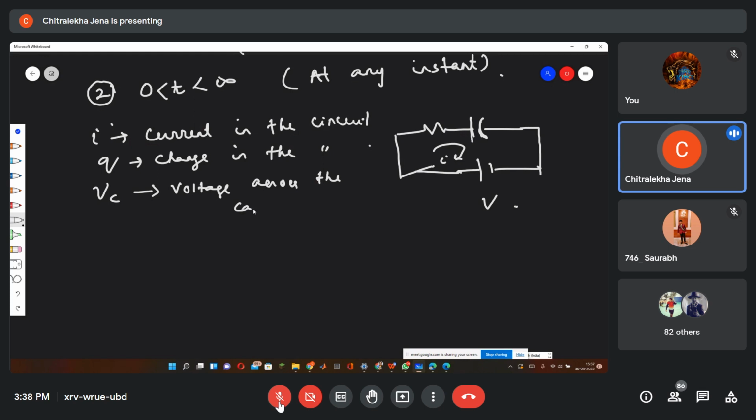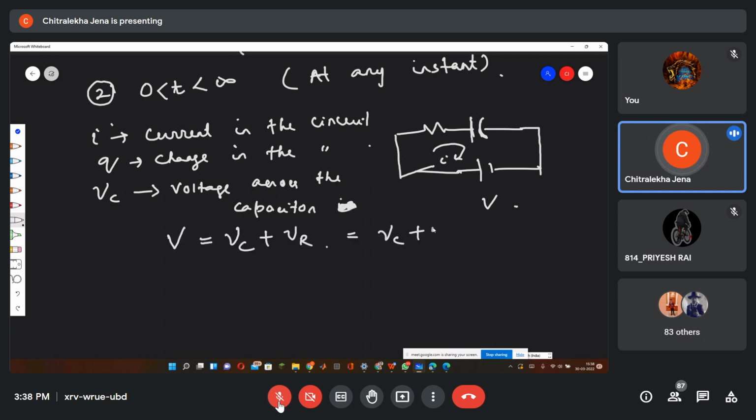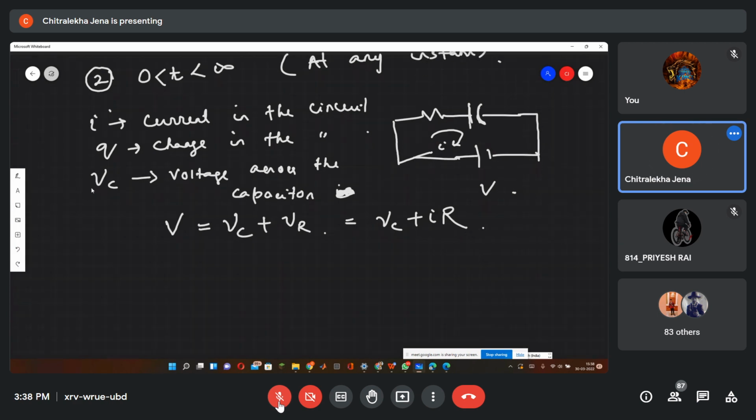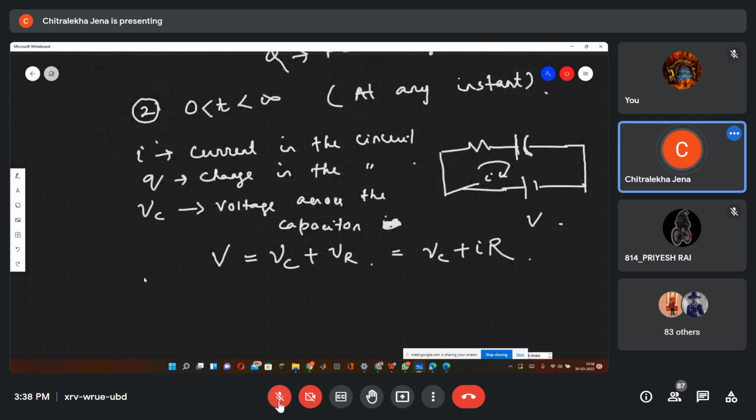Now I will ask you, what is the voltage across the capacitor? Can you find out? What is my equation? Kirchhoff's voltage law will always be valid. VC plus VR, so V will be equal to VC plus I into R, because that is the current in the circuit. Got it? All of you are writing or not?